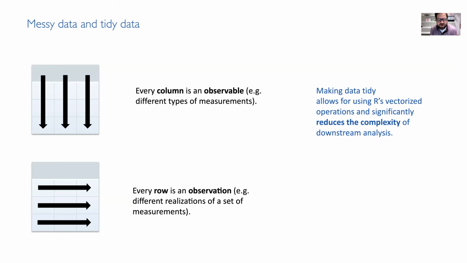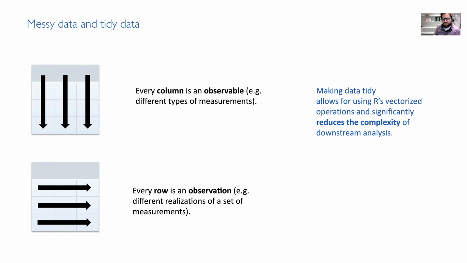Now, there are two simple rules that you can use to decide whether a data table or a data frame is tidy. So one thing you need to make sure is that every column is a different observable, for example, different types of measurements. Every row are then different observations of these measurements, of these observables, or different variables.